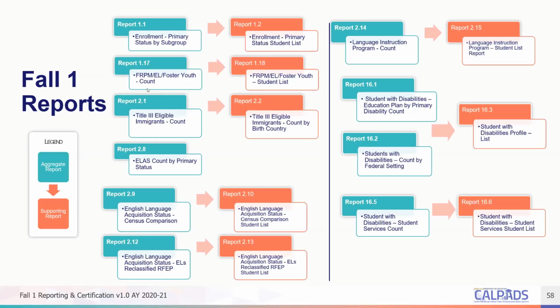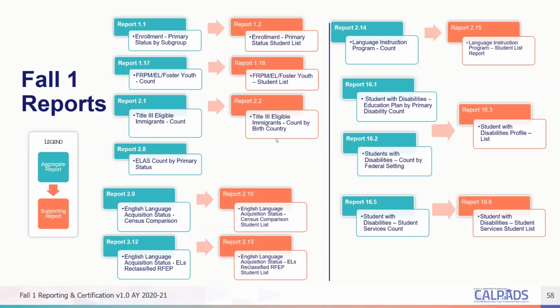So if we look at another important report, 1.17, we call it by nickname the LCFF report, but the official title is FRPM EL Foster Youth Count. The student list is here. Kyron highlighted in green all the reports that are required for certification. And those are going to be the little green ones.